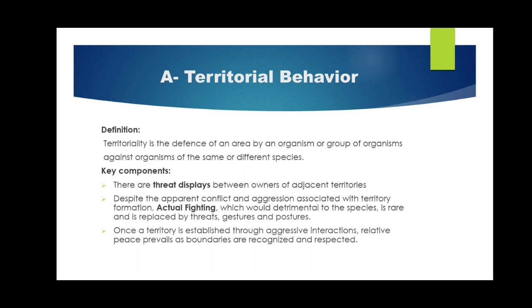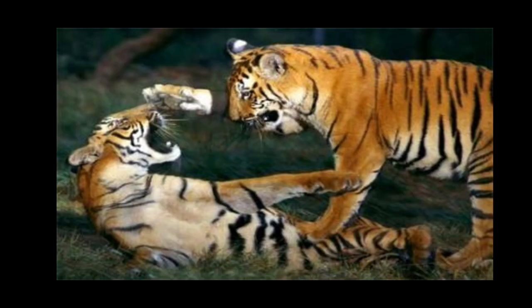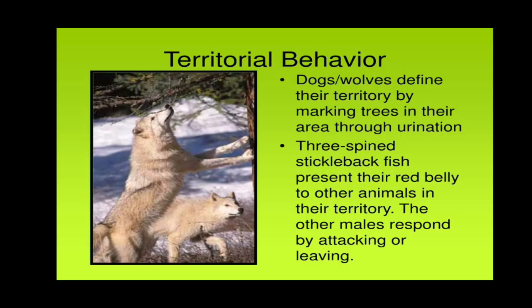A very good example of territorial behavior is the mountain gorillas and different groups of other animals. For example, here is the picture in which the dogs or the wolves have been shown. They define their territory by marking trees in their area through urination. Three-spined stickleback fish present their red belly to other animals in their territory, and the other males respond by attacking or leaving. So, this is another example of territorial behavior.